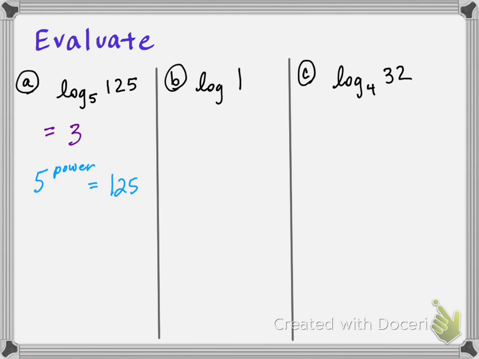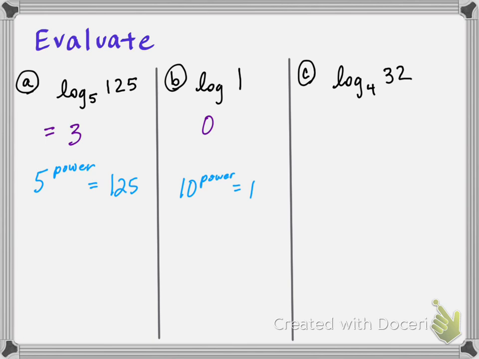I'm going to write B before I solve it. So B is saying, oh gosh, there's no base. Oh, that's right, we have common log. So common log is 10. So 10 to some power is 1. Well, anything to the power 0 is going to be 1. So we have 0. 10 to the 0 is 1.